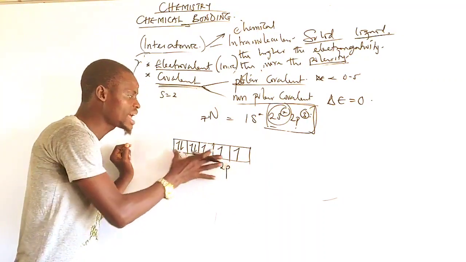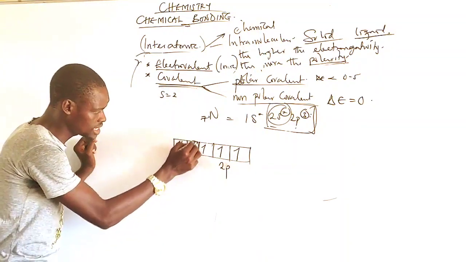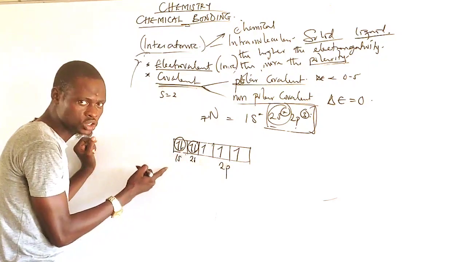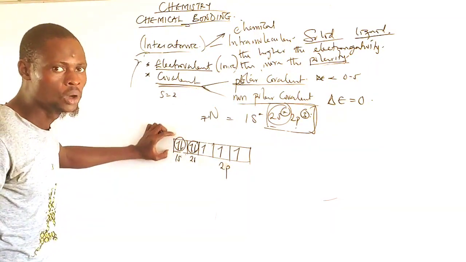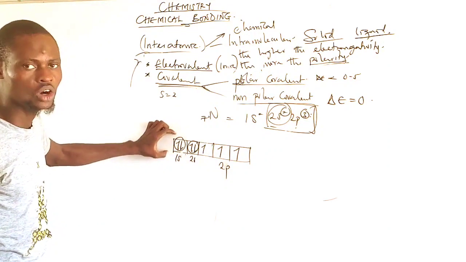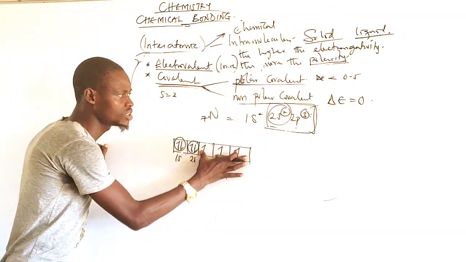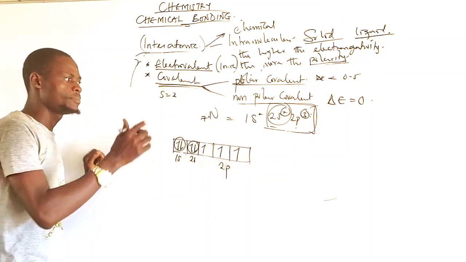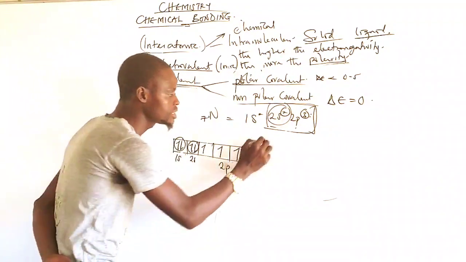Now let me explain these electrons here for you. You see all these electrons here that are paired up. These are paired electrons, while all these ones are known as unpaired electrons. But a question they normally ask us is about the lone pair electron and the bonding pair electron.